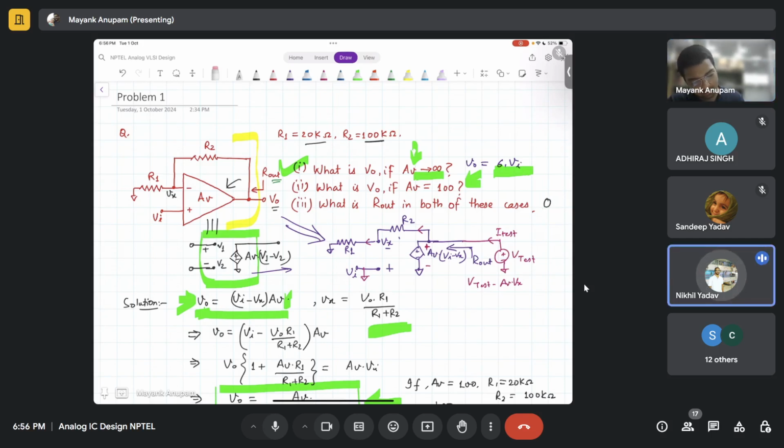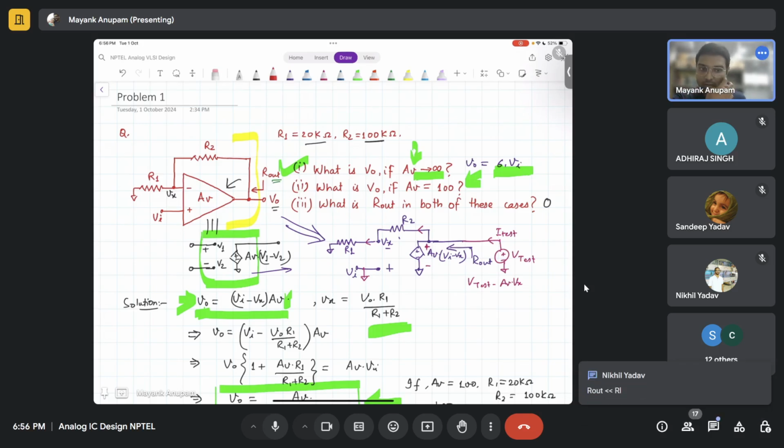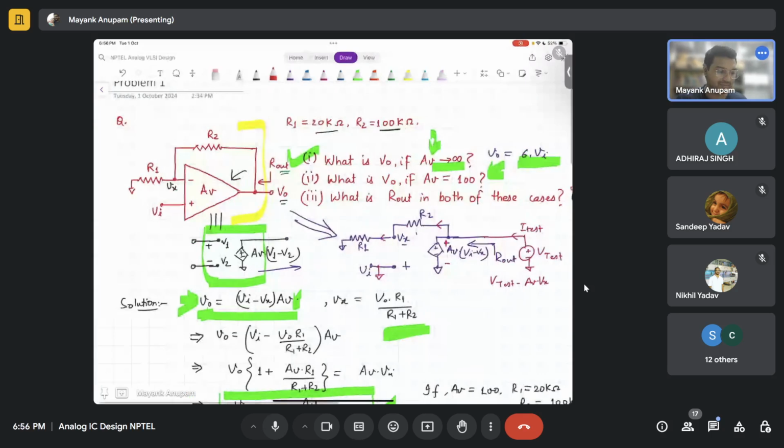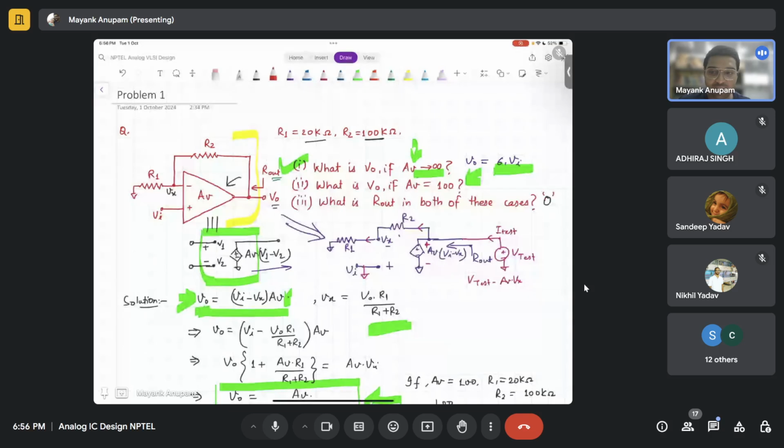Means R out must be less than RL. What? No, please ask the question again. I couldn't hear it properly. R out must be much less than RL. No, R out is 0, so it will always be less than anything that you connect at the output side. R out cannot be a negative quantity, so the minimum it should be is 0. It's a voltage source here, so it is always 0. Fine.